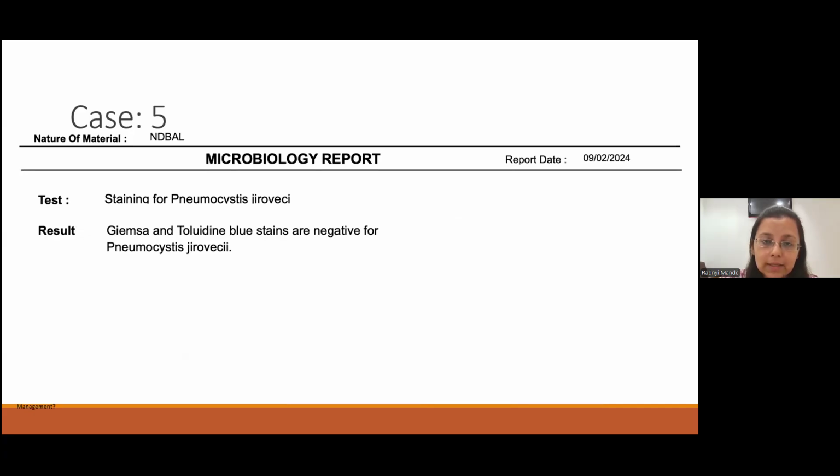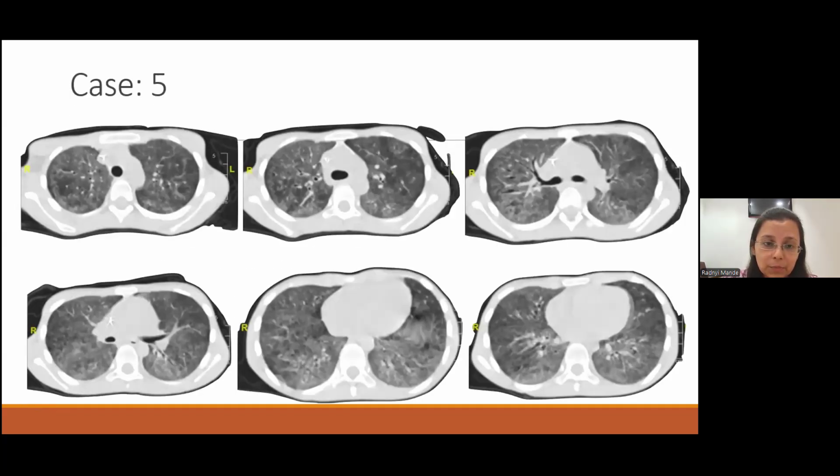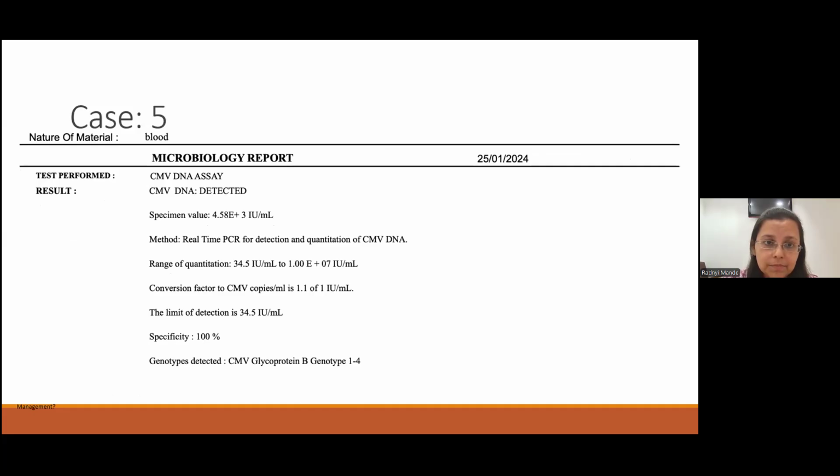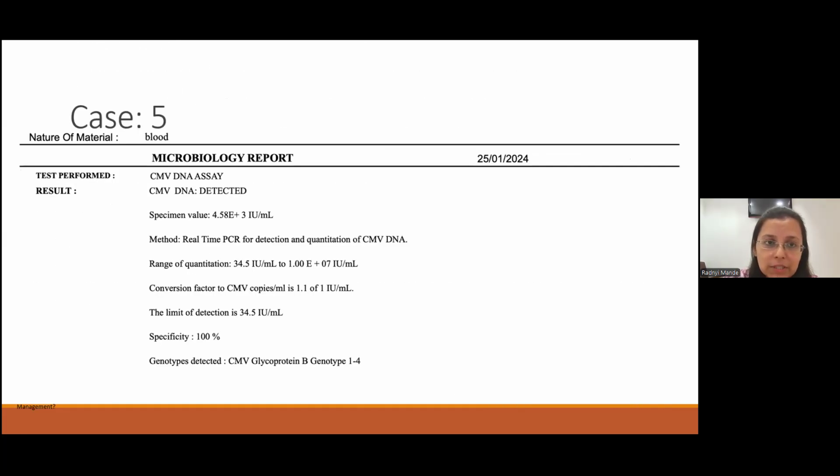So we had sent his culture report, BAL we did, bronchoalveolar lavage in this case. So we had sent for pneumocystis jirovecii, but it came negative, and then we sent CMV DNA, which was positive. He turned out to be CMV pneumonia. Okay, so these were the 5 cases.